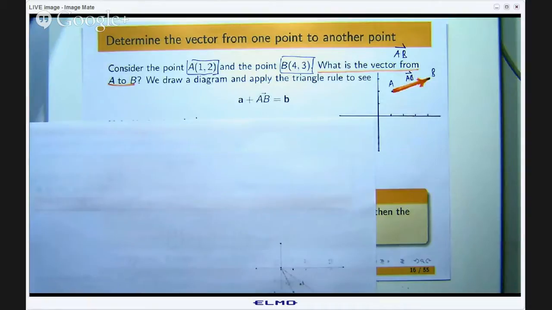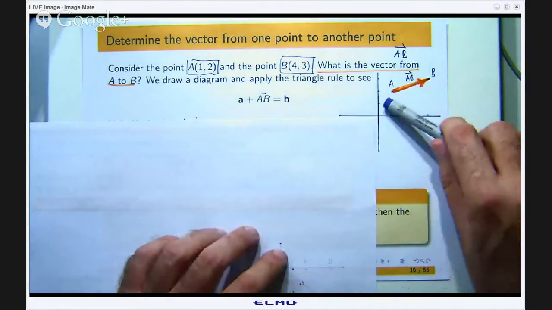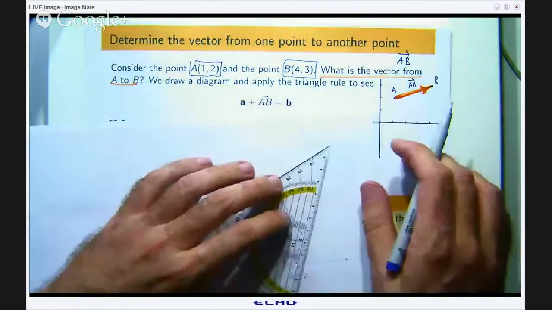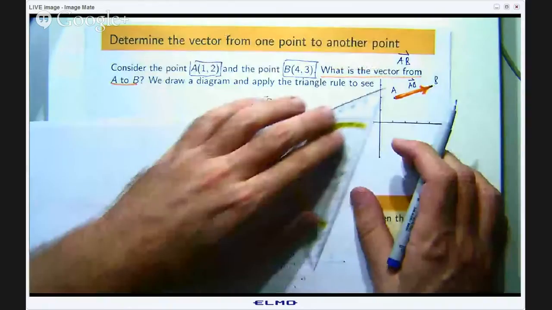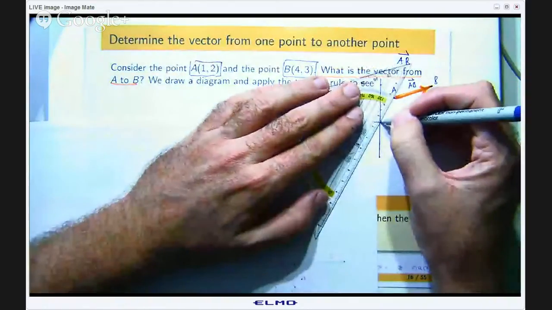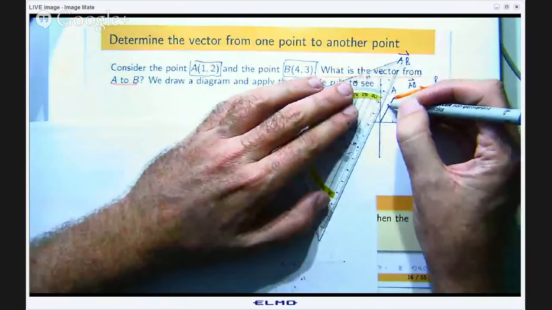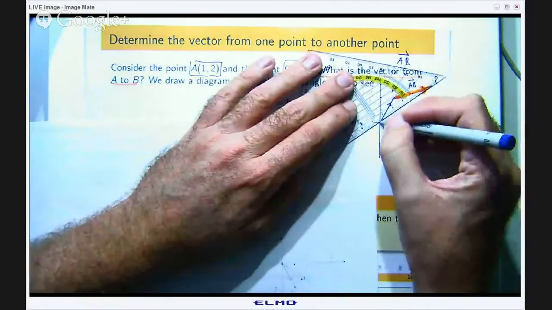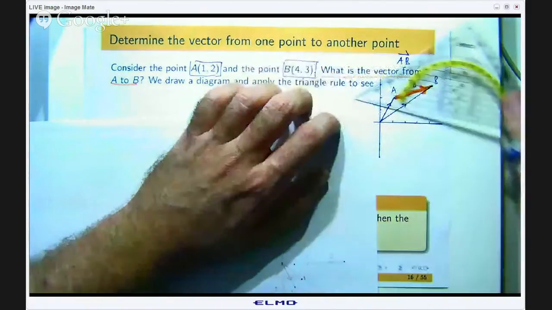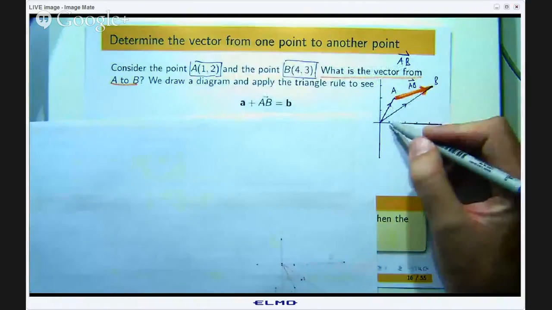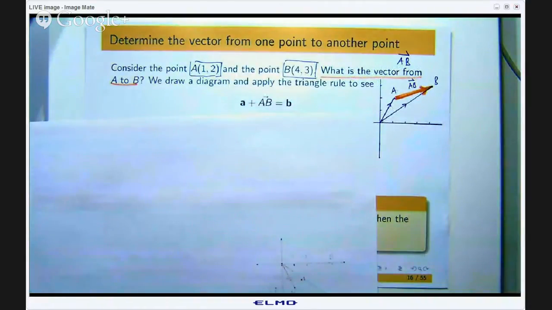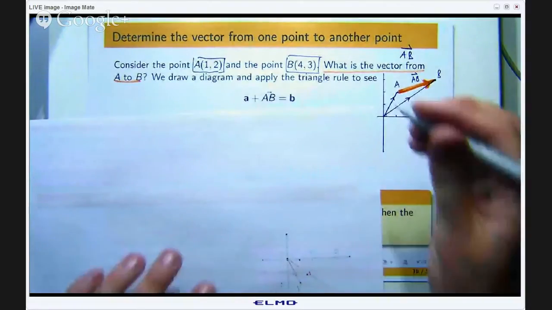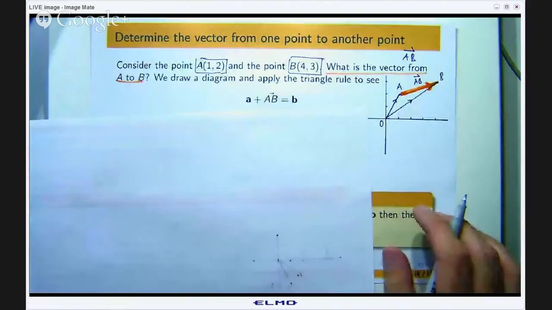Well, one way of doing this is to actually compute the position vectors for the points A and B. Now remember, a position vector is a special vector that has its tail point at the origin and its head point at the point of interest. Okay, so that would be the position vector of the point A. That's the position vector of the point B. Okay, and this little O denotes the origin.